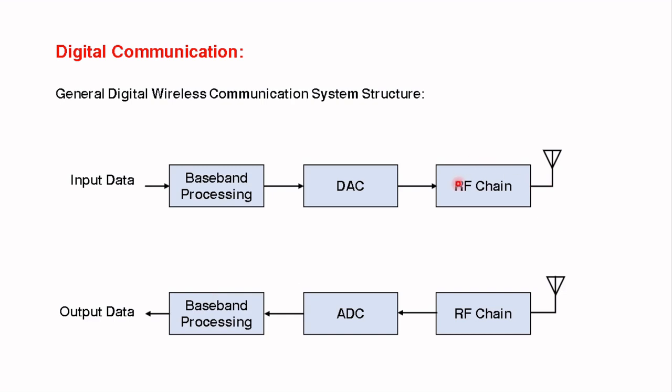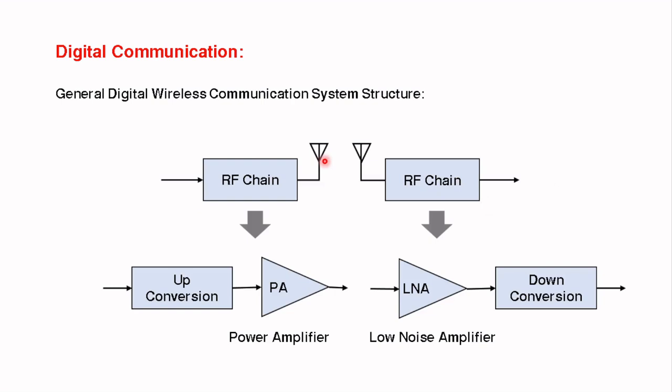So let's have an idea of what is inside the RF chain. For example, at the transmitter, there might be upconversion and power amplification. At the receiver, we can have low noise amplification and downconversion. And this is a general presentation. For example, we might have some kind of filters or other kinds of RF circuits in the RF chain in the transmitter or in the receiver.